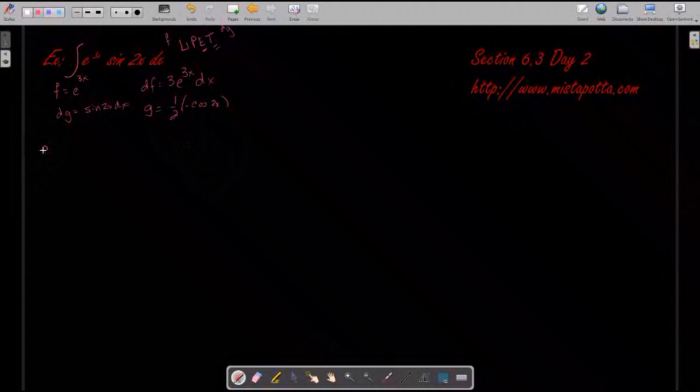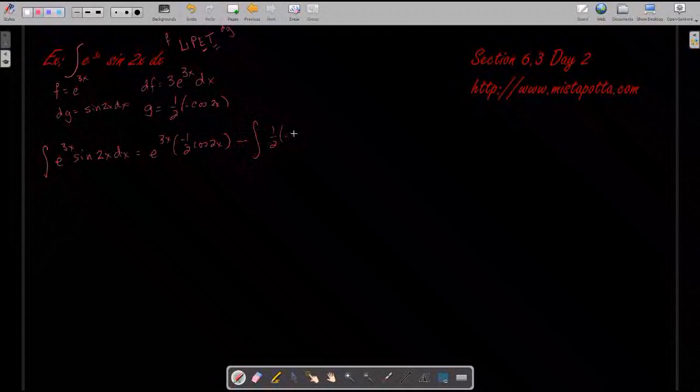And so the integral of e to the 3x sine 2x dx is equal to f times g minus the integral of g times df.